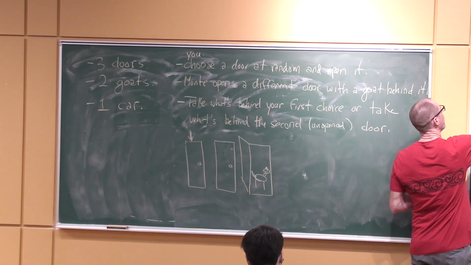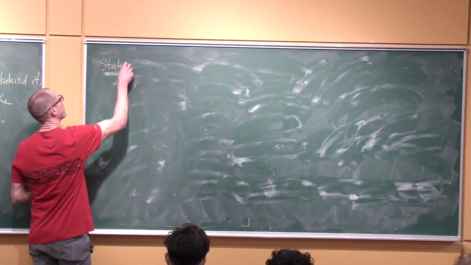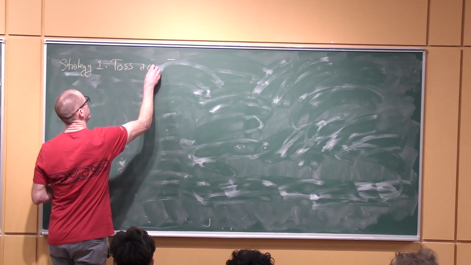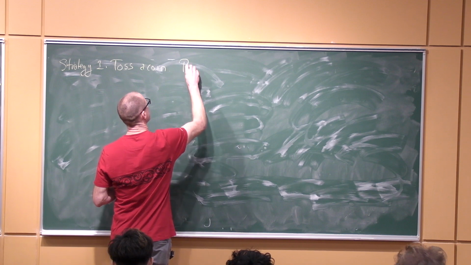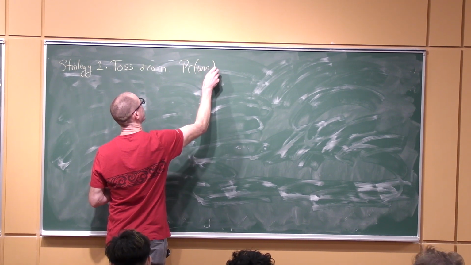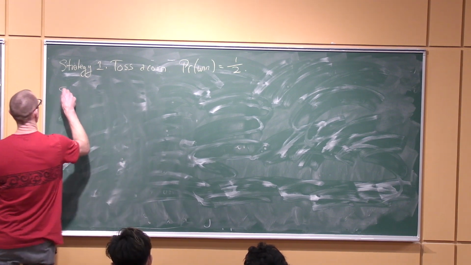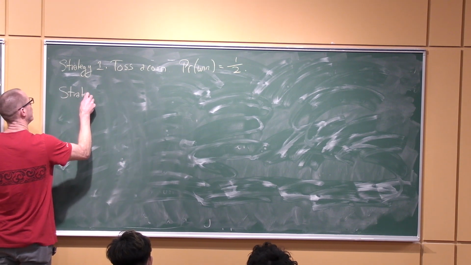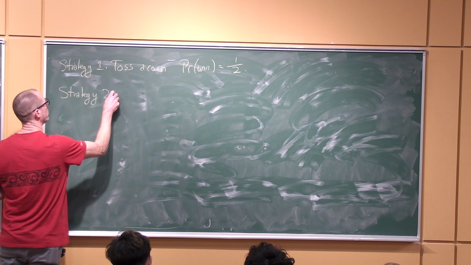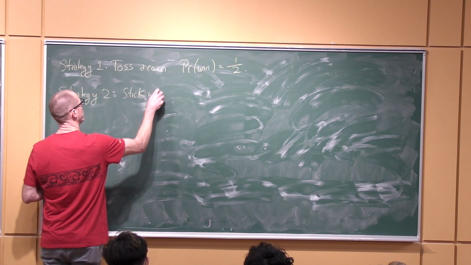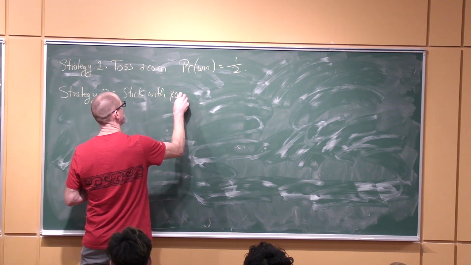So strategy 1, toss a coin. And in that case, the probability of winning is 1/2. Strategy 2. Stick with your first choice.